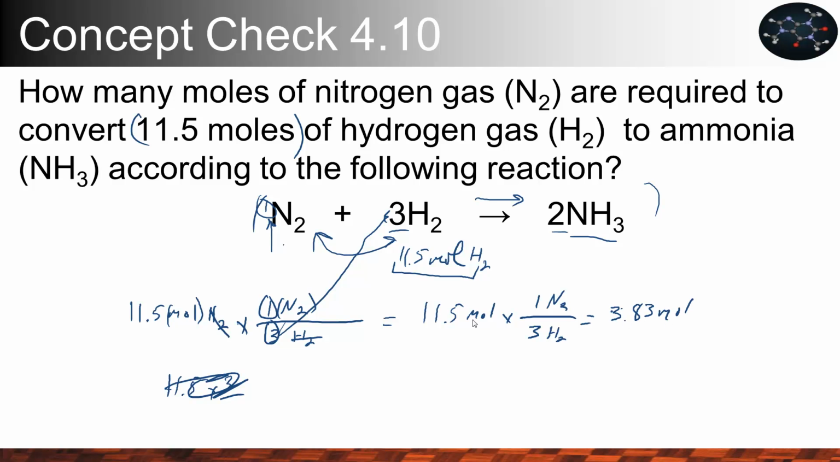Units are moles. Gotten rid of hydrogen. We're left with nitrogen. So my 11.5 moles of hydrogen will use up and need exactly 3.83 moles of nitrogen in this reaction as ammonia is being made.